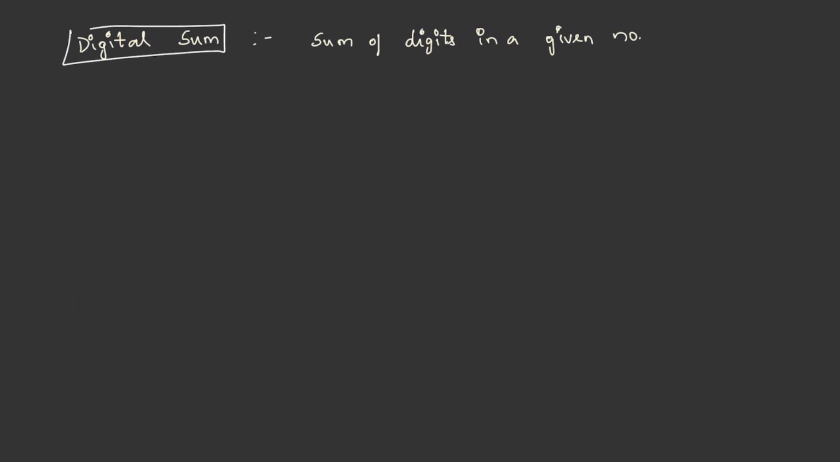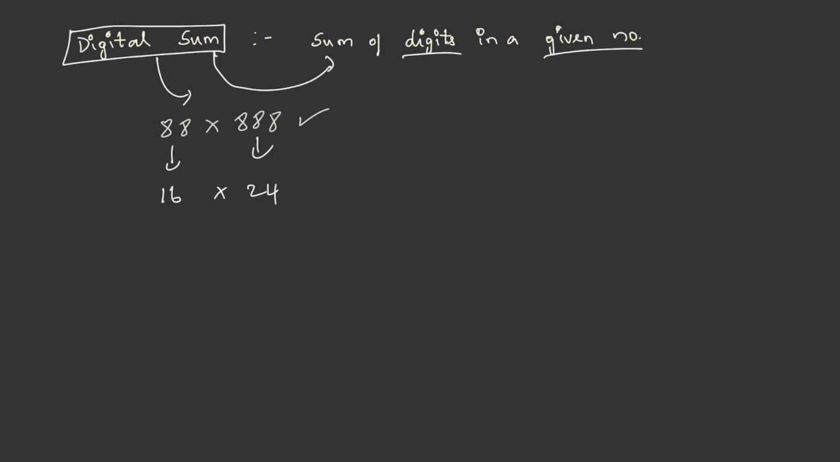Now let's understand the concept of digital sum. It is nothing but the sum of digits in a given number. For example, let's take 88 into 888. It is difficult to solve this question directly, but by using the digital sum concept, it is pretty easy. Let's know how it works. Let's take the sum of digits of each term. Here 8 plus 8 is equal to 16 and 8 plus 8 plus 8 is equal to 24. Similarly, 6 plus 1 is 7 and 24 is split into 2 plus 4, which is equal to 6. Now 7 into 6 is equal to 42 and the sum of 4 and 2 is equal to 6.